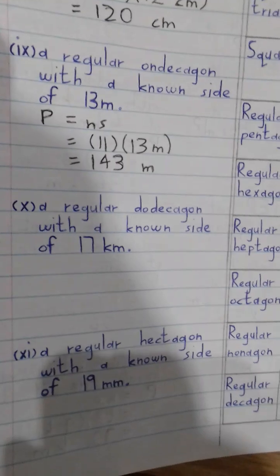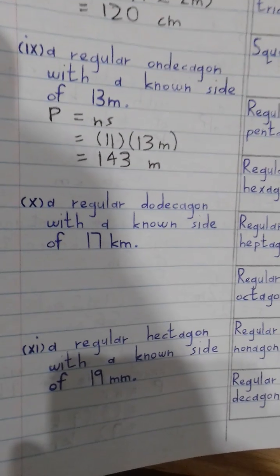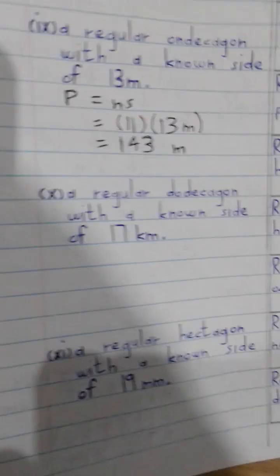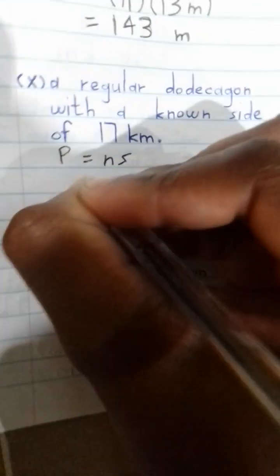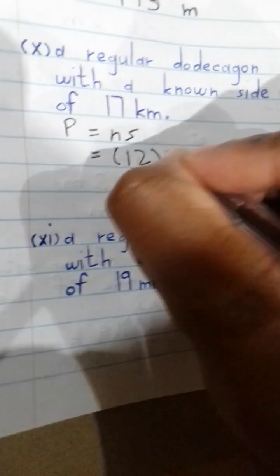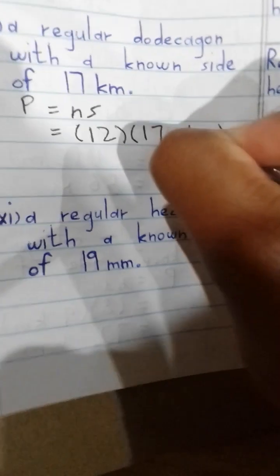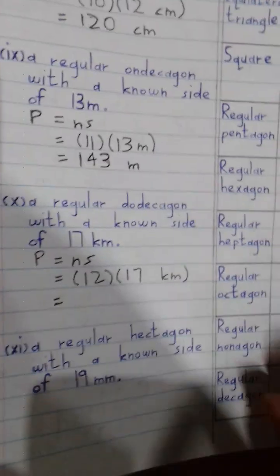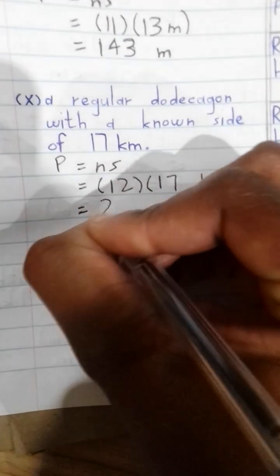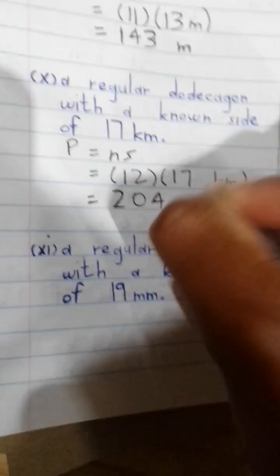Roman numeral number 10. A regular dodecagon with a known side of 17 kilometers. Dodeca, 12. Known side is 17 kilometers. So the perimeter is 204 kilometers.